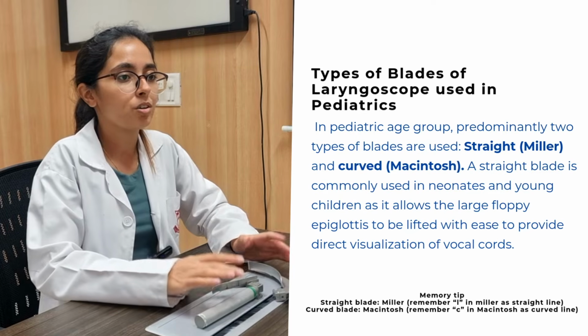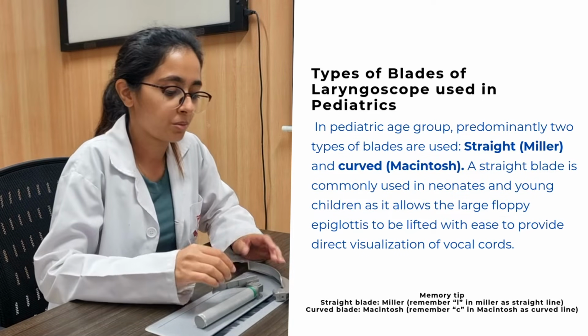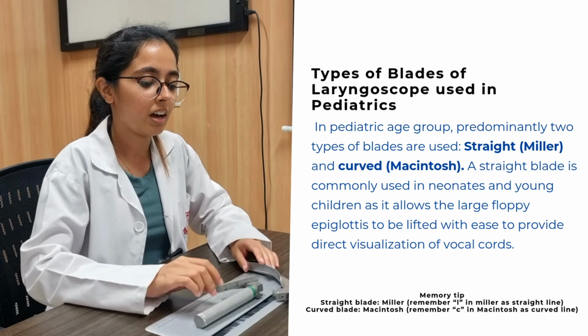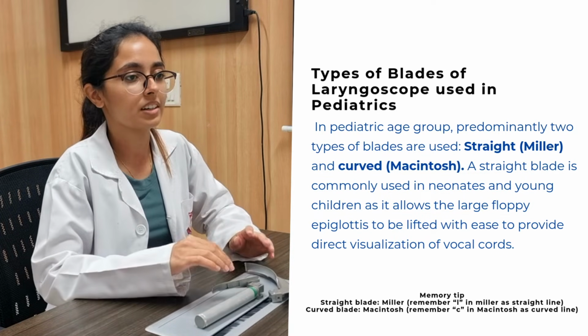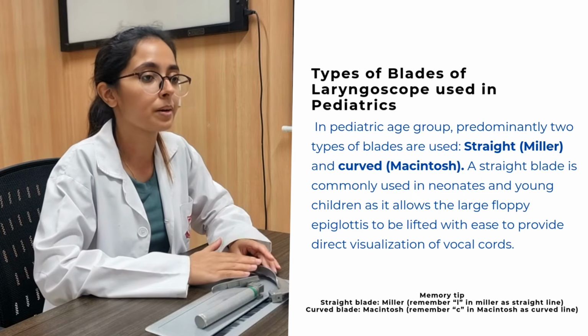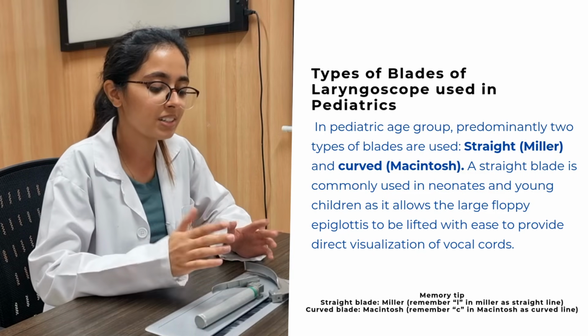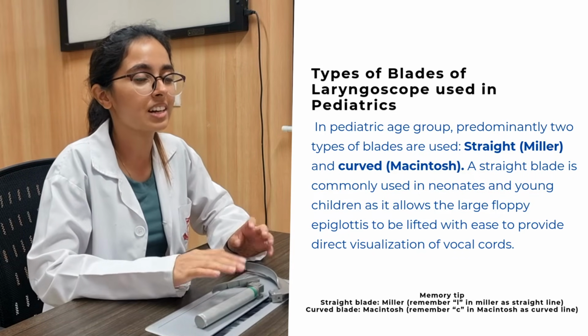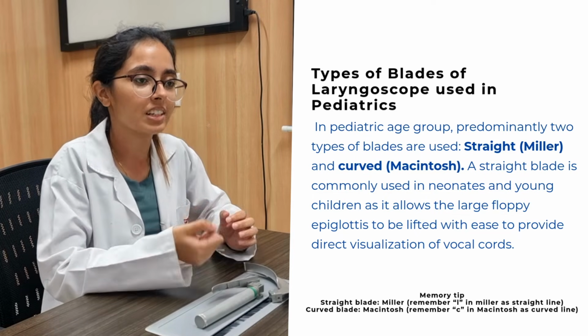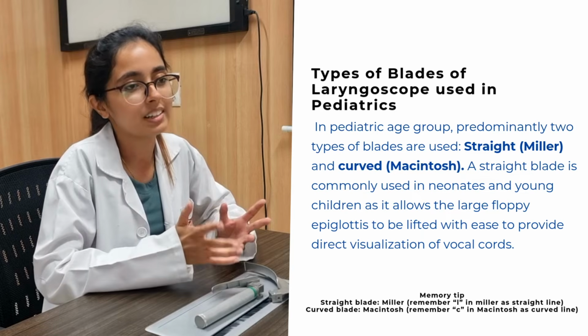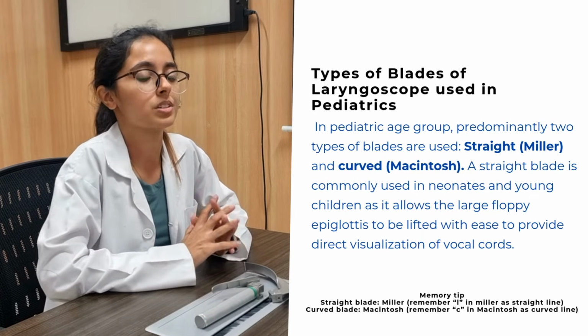Sir, there are predominantly two types of blades that we'll be using. One of them is a straight blade and the other is a curved blade. The straight blade is also known as the Miller's blade and the curved one is also known as Macintosh blade. And the straight blade is mainly used in neonates and young children as their large floppy epiglottis can easily be lifted and we can directly visualize the vocal cords.